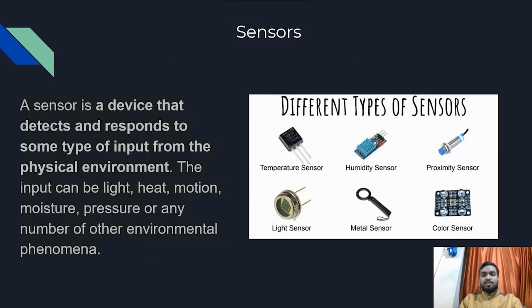Now, what are sensors? A sensor is a device that detects and responds to some type of input from the physical environment. So, for example, we want to measure the temperature in the surrounding, so we would use a temperature sensor. That is, it takes some input from the physical environment and we get it in the form of an output which we can read.